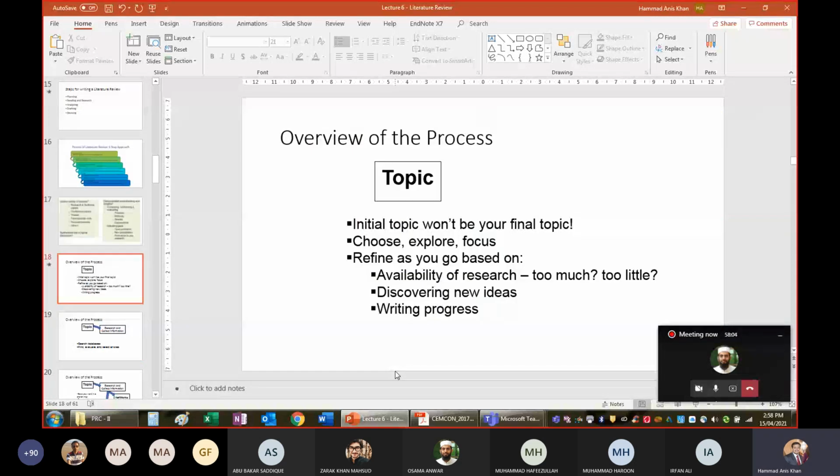So let me give you an overview of this process of the literature review. The first is you should have an initial topic, and this initial topic is not your final topic. This should be the basic initial topic, a broader topic which comes to your mind, and then you try to dig deep. You choose, explore, and focus. You focus on the topic and you explore the topic, and you will see what research is available, whether it is too much or too little, discovering new ideas, and you keep on writing everything which you are reading.